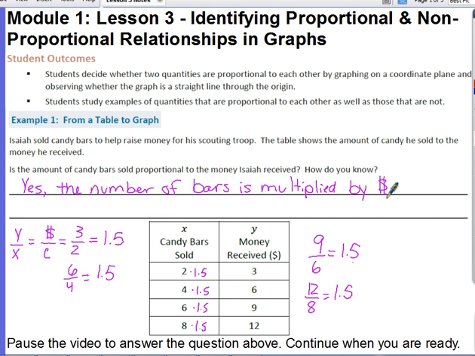And I'm realizing as I'm writing this that this is going to be a cost per candy bar. So instead of writing 1.5, I'm going to write it as $1.50. And notice that this makes sense. You wouldn't sell candy bars and charge one person one amount and another person a different amount. So we know that this is a proportional relationship.